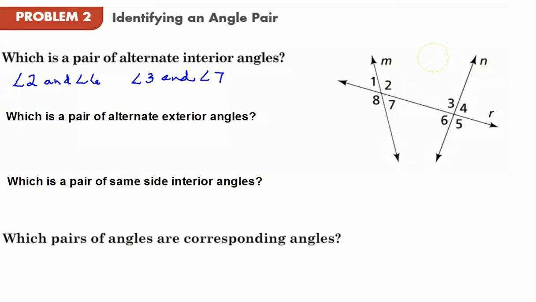Okay, now let's move on to the second one, which is a pair of alternate exterior angles. So they have to alternate and be on the exterior. So that would be 1 and 5. They alternate and those angles are on the exteriors. The other one would be 8 and 4. Those are alternate and they are exterior.